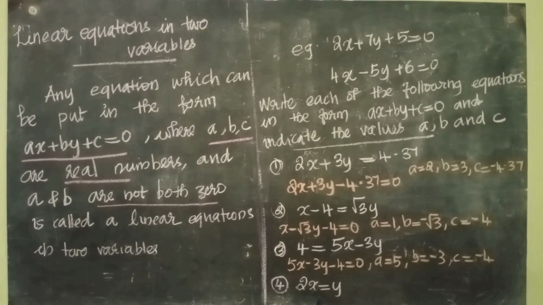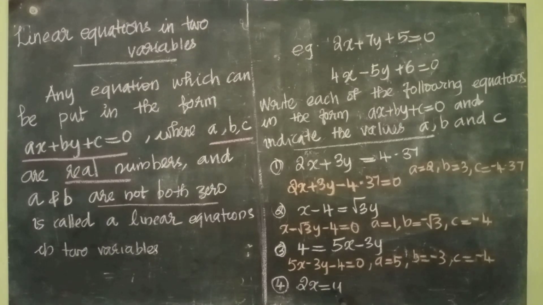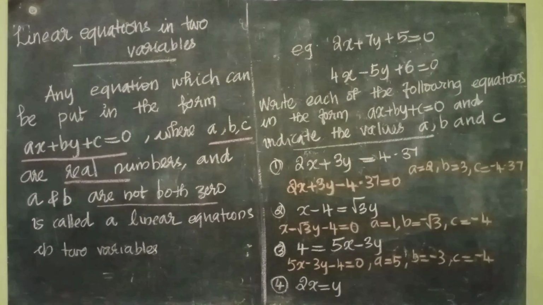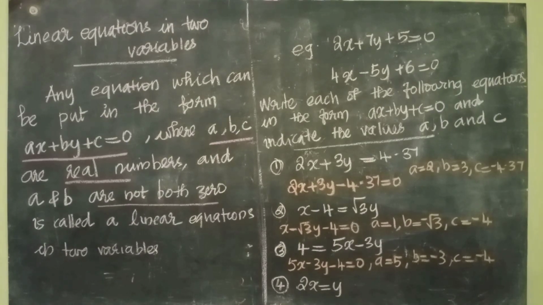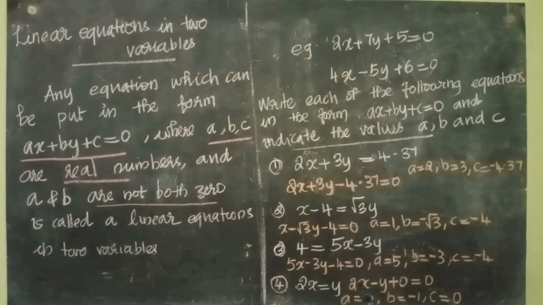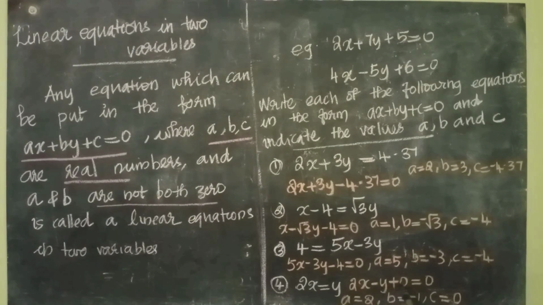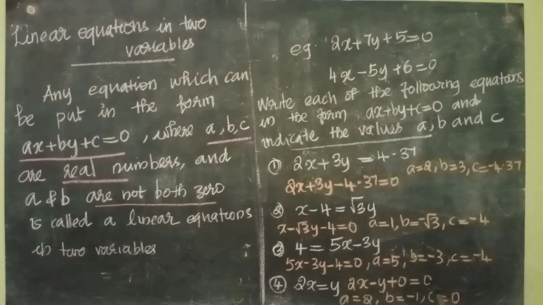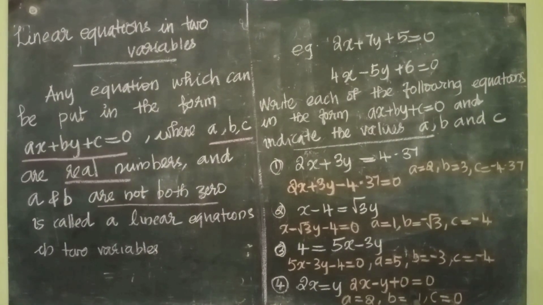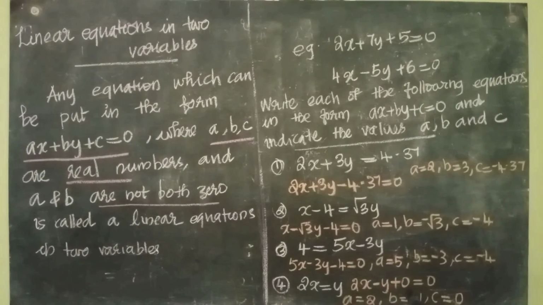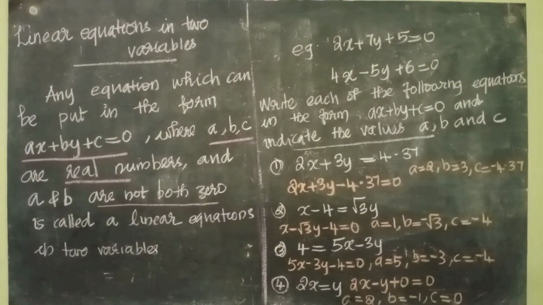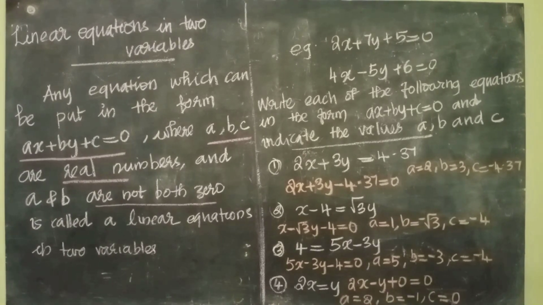Next question is 2x equal to y. Here the x term is here, the y term is here, and the constant term c is missing. There we can write 0. So take this y part also to the left side. We can write it as 2x minus y plus 0 equal to 0. Here the third term is 0. It is missing, so we kept 0 there. So we can write a equal to 2, b equal to minus 1, c equal to 0.